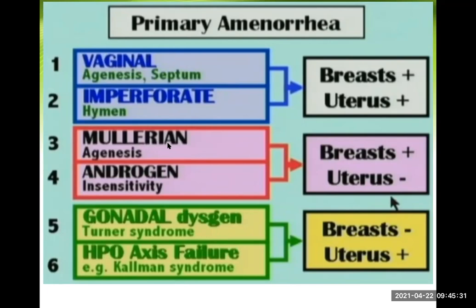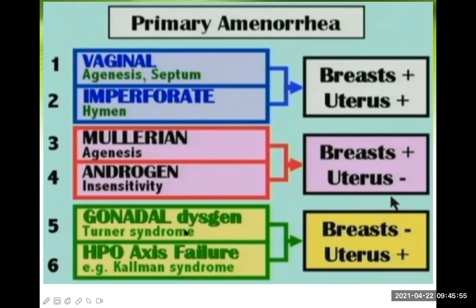Exactly. Absolutely. Very easy question, because we have been discussing this. Absolutely correct, because the Mullerian duct is not developed here. That is the meaning of Mullerian agenesis. So how can the uterus be developed? So the uterus will be absent, but development of the breast is done by estrogen. Estrogen is present here. The only problem is androgen insensitivity.